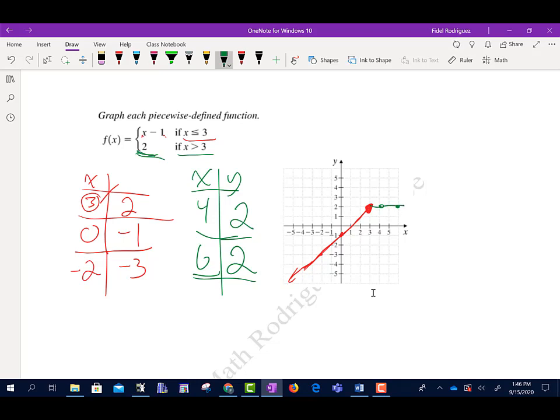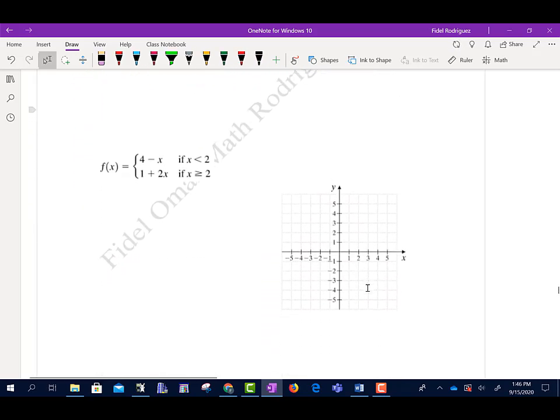So my function looks like this. If you notice, guys, it's kind of a line that's coming up here, and then that line just evens out this way. And there's my function. All right? Let's go over here.